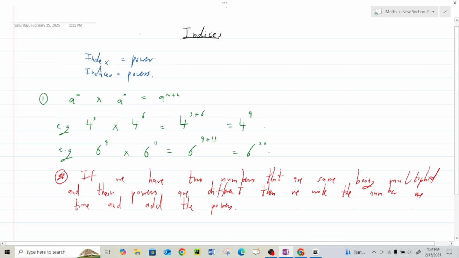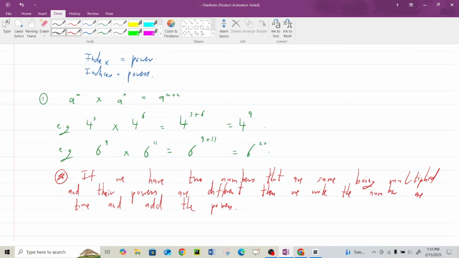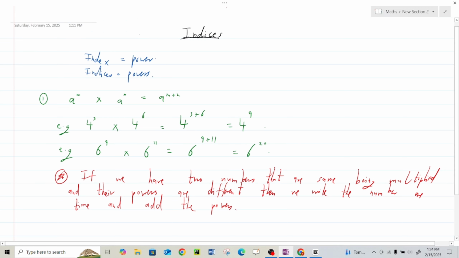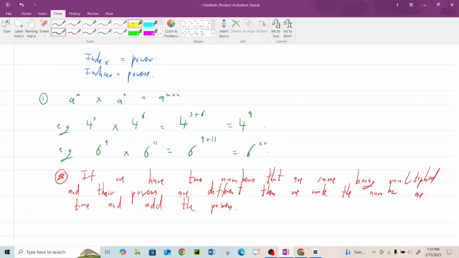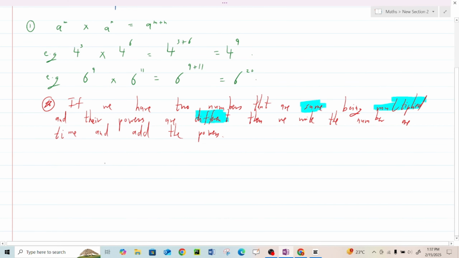Now remember, what are the keywords here? Let me highlight them as well so we don't miss them out. Okay, if we have two numbers that are same being multiplied and their powers are different, then we write the number one time and add the powers. So these are the three conditions, okay? That was the first one.